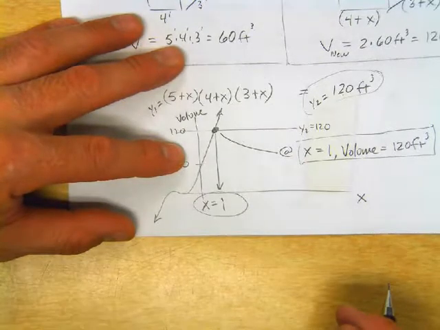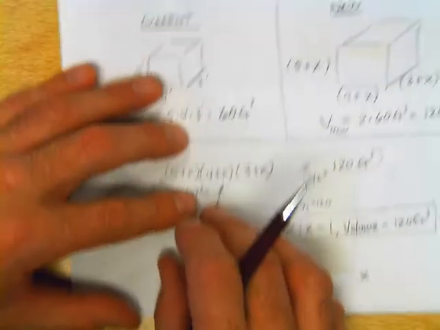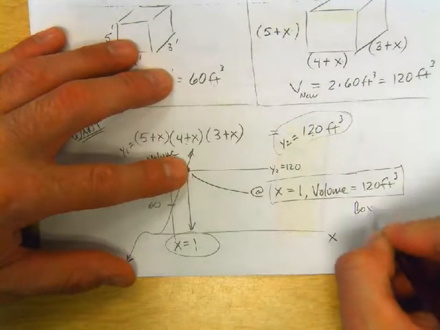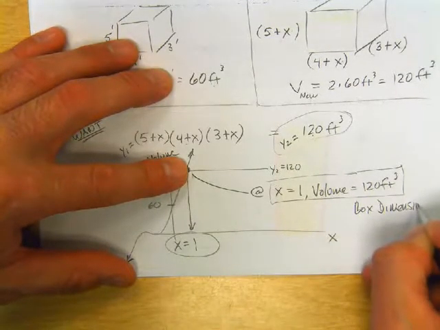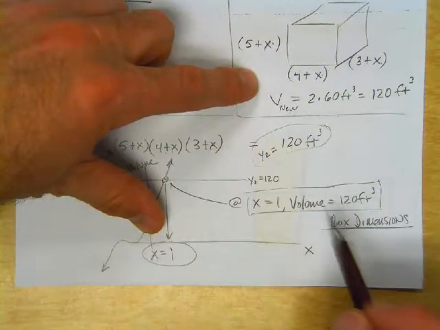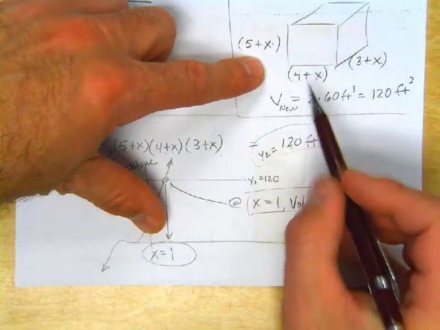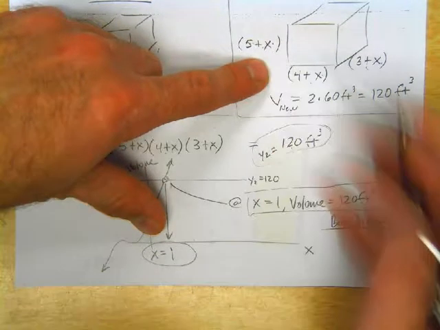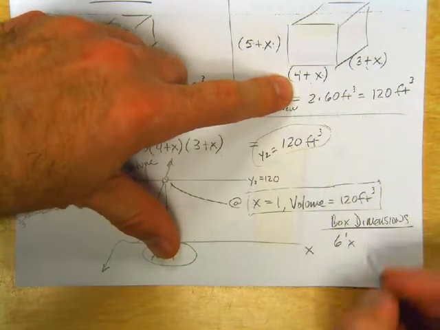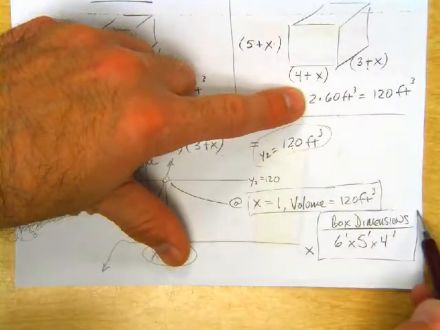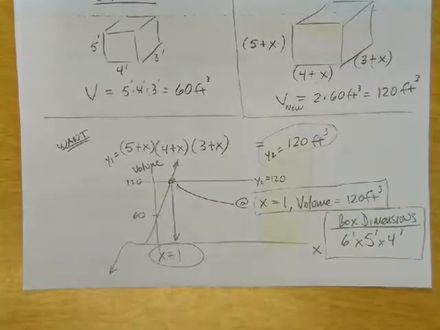But that doesn't really answer the question. The question says, what are the dimensions of the new box? Well, if the x value is 1, we can plug that x value into each of these three linear binomials to get the size of the new box. So 5 plus 1 is 6, 4 plus 1 is 5, 3 plus 1 is 4. So a box of dimensions 6 by 5 by 4 will give us 120 cubic feet.